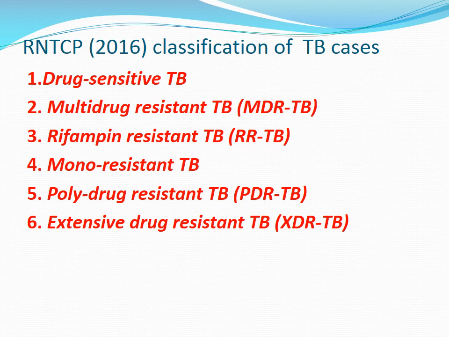Fourth is a mono resistant tuberculosis. As the name suggests, mono means one drug. We will see what is that. Then the polydrug resistant tuberculosis, more than one drug resistant. And last but not least is a extensive drug resistant tuberculosis. So we are going to discuss what are the definitions of this and what are the treatments for these various types of the tuberculosis. So drug sensitive tuberculosis, MDR-TB, rifampicin resistant TB, mono resistant TB, polydrug resistant TB, and extensive drug resistant.